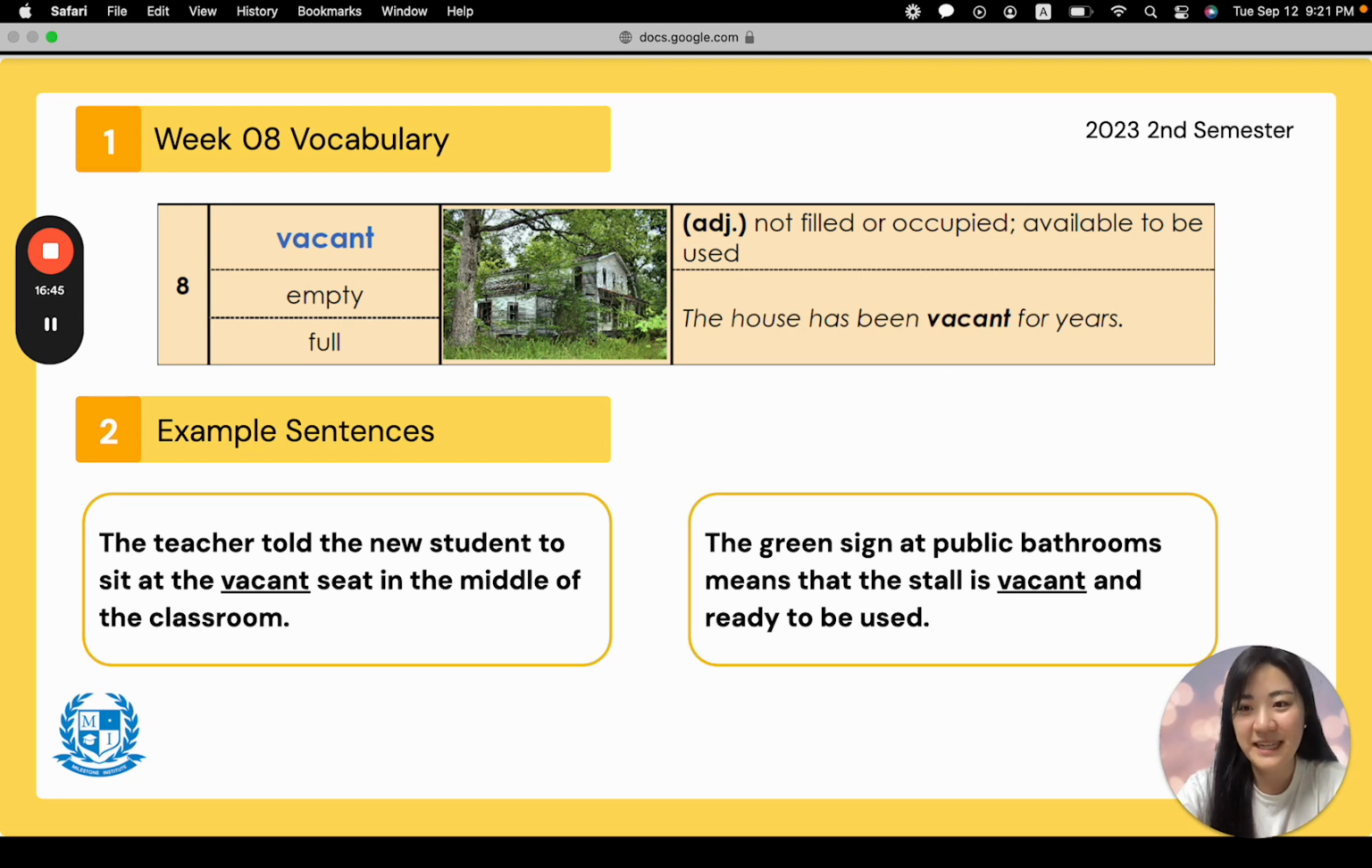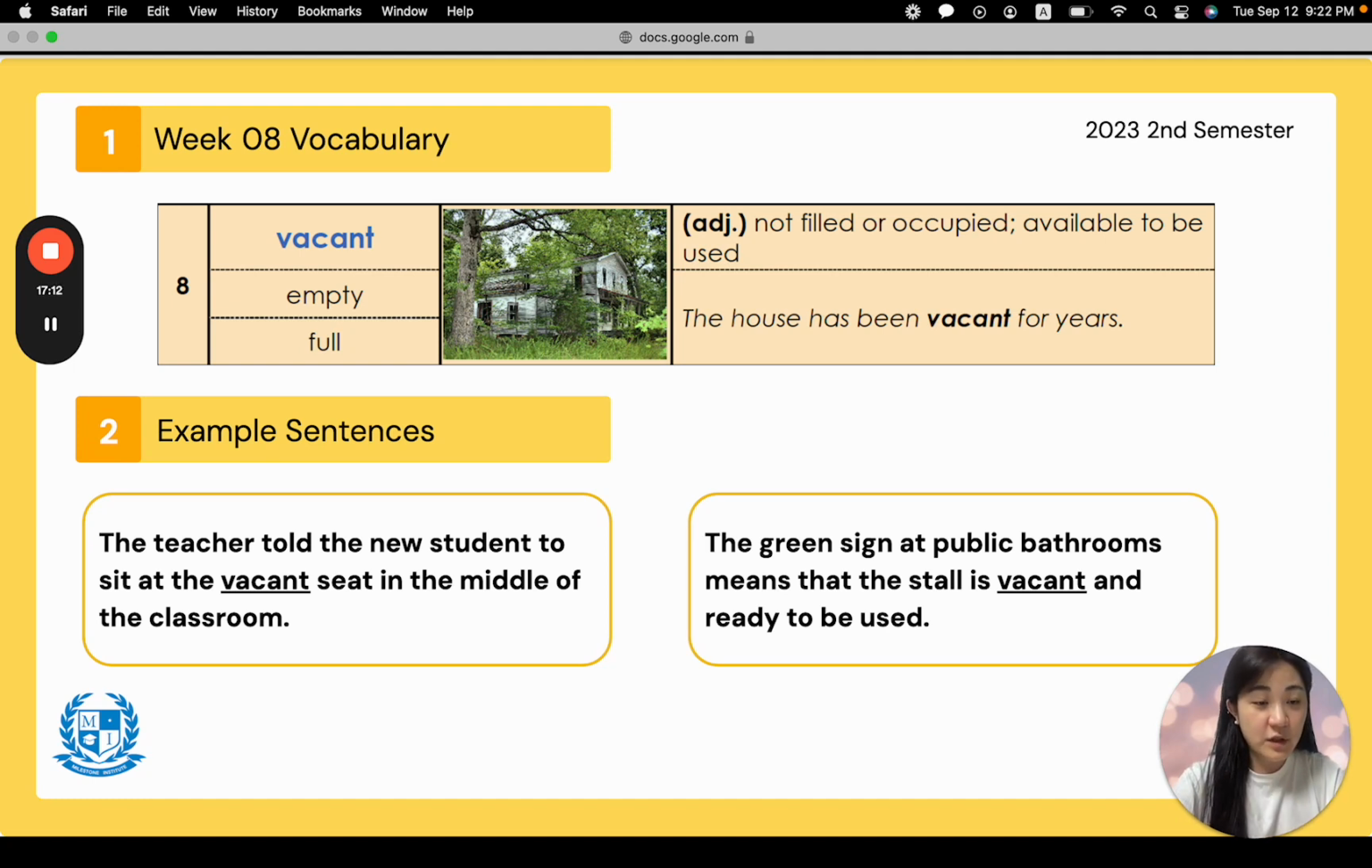Good job. An example sentence at the bottom says, the teacher told the new student to sit at the vacant seat in the middle of the classroom. So say that you have a new student in your class and the teacher goes, you can sit in that empty seat over there. But for higher vocabulary words, we can say, oh, please go sit in the vacant seat that no one is sitting on.